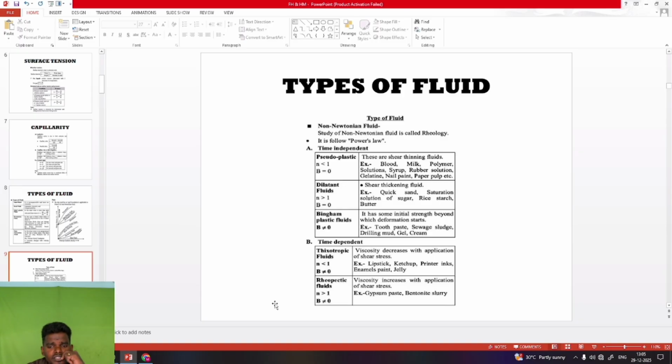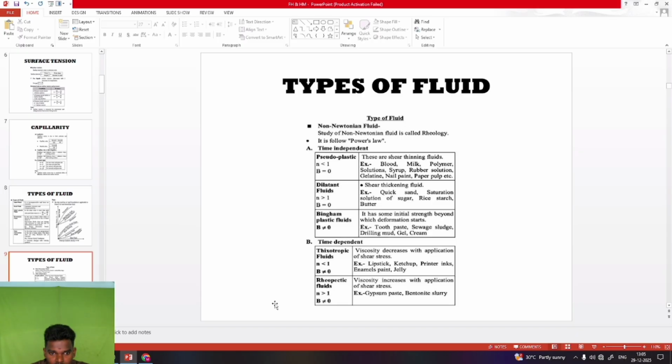And dilatant fluids, shear thickening fluids. Examples: quicksand, saturated sugar solution, and rice starch water. Bingham plastic fluids: it has some initial strength beyond which deformation starts. Examples: toothpaste, sewage sludge, drilling mud, gel, cream.